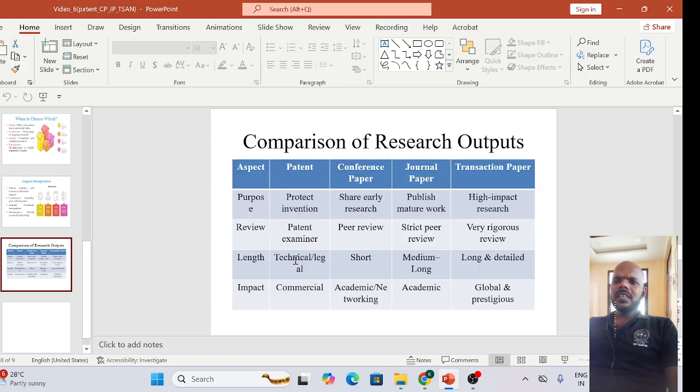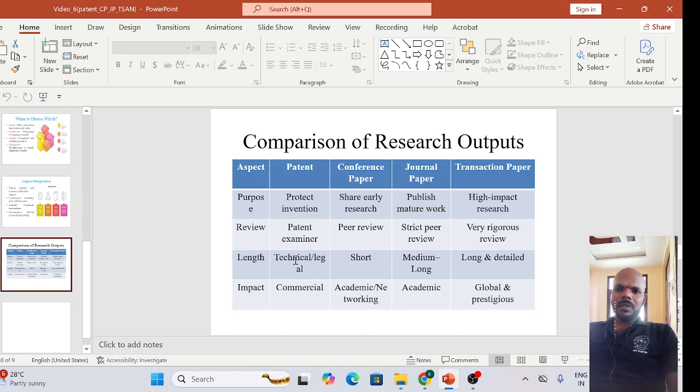So next one is a comparison of research outcomes. So first one is patent, conference, journal and transaction. Here I want to discuss the exact differences between the patent, conference, journal paper and transaction paper, right? So mostly a patent is simple: no implementation is required, you no need to prove, but it is a legal authority for your novel idea, right? You can protect your idea in a patent form. That is a patent.